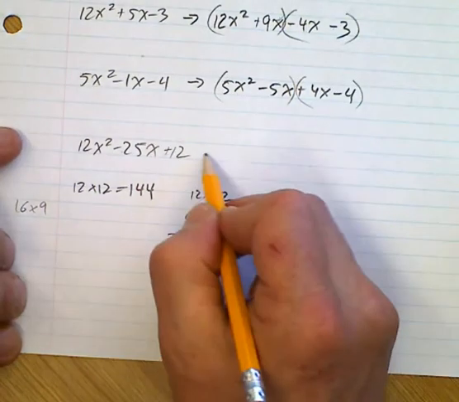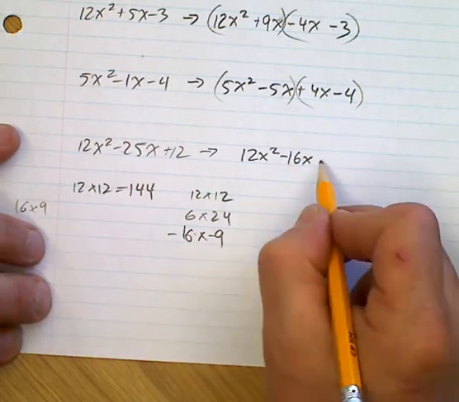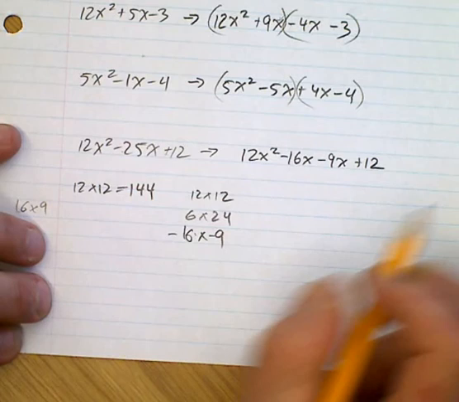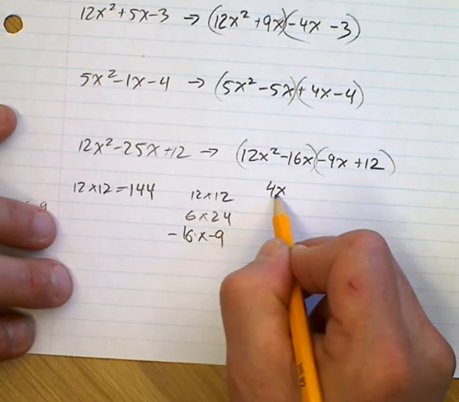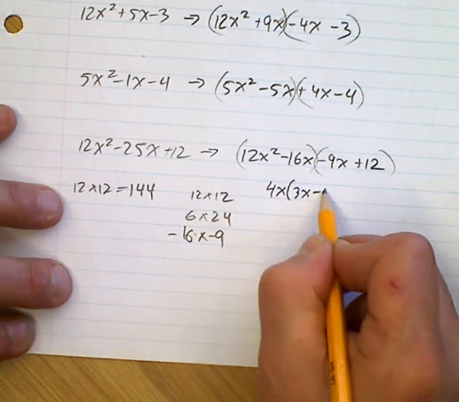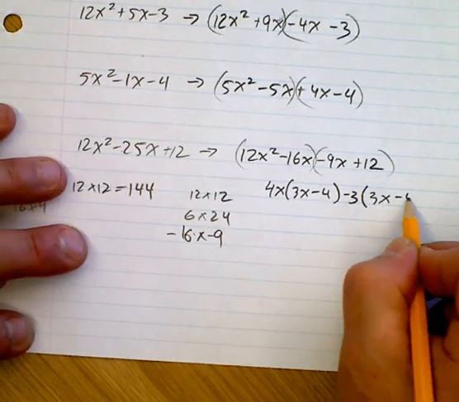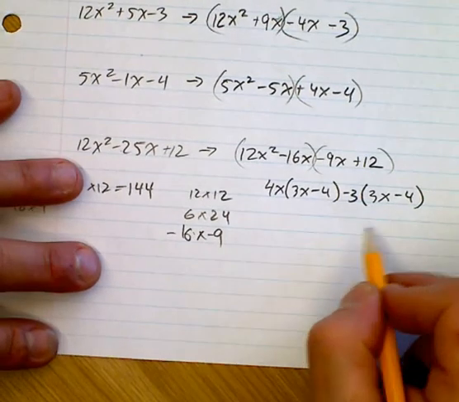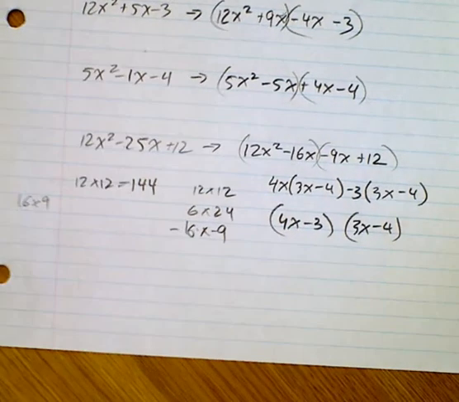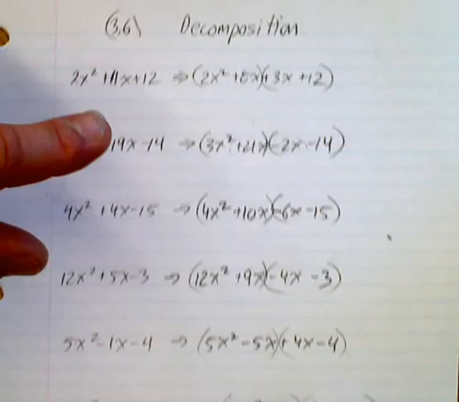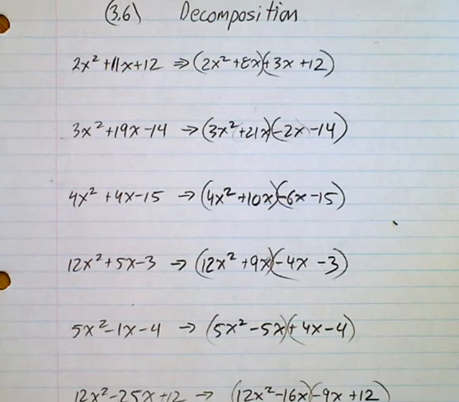So now I'm going to have 12x squared minus 16x minus 9x plus 12. Factor them out like this, right? Take out a 4x here. That's going to give me 3x minus 4. Here you can take out a minus 3. And that's going to give you 3x minus 4. And you've got it. 3x minus 4 there, and a 4x minus 3 here. And you're done. Factoring by decomposition, ladies and gentlemen. I do not care which way you do it, as long as you can get these done. Okay?